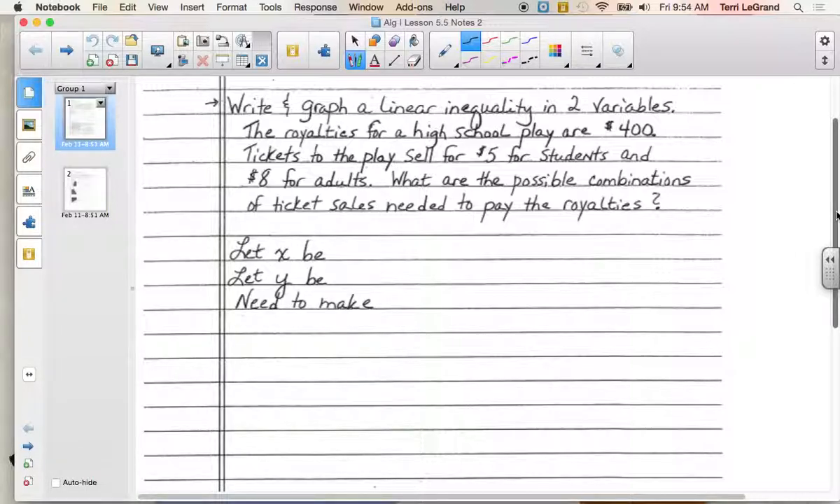Okay? Tickets to the play sell for $5 for students and $8 for adults. What are the possible combinations of ticket sales needed to pay the royalties? Do you think we can begin to list them all? No. And after that assignment for today, we should now be well aware that there are how many solutions to a linear inequality? There's an infinite number of them. They all come from the shaded region and the solid boundary line, if there's a solid boundary line, right?